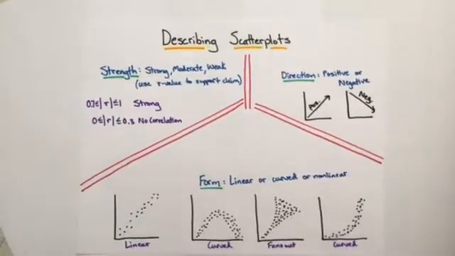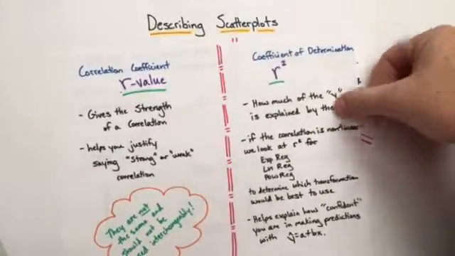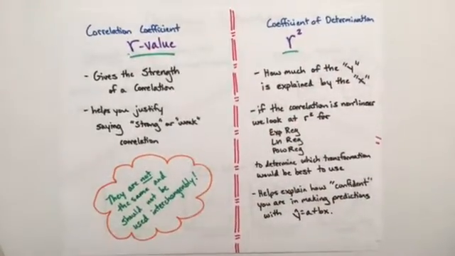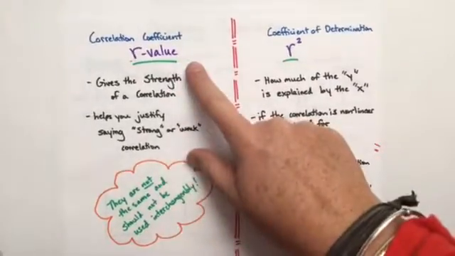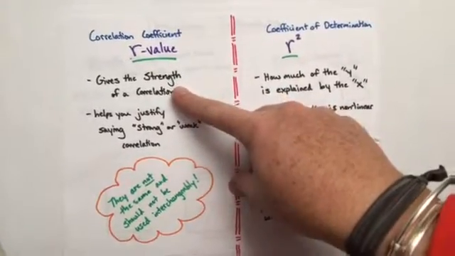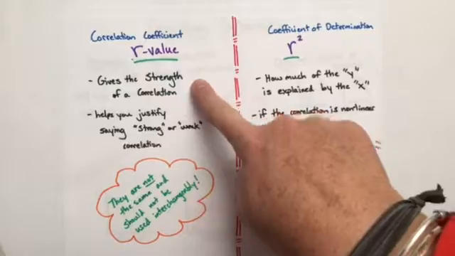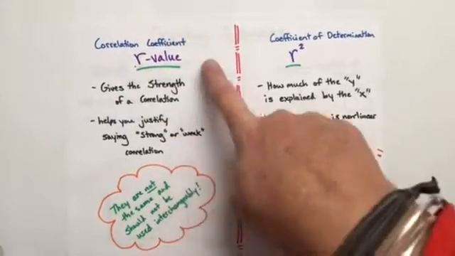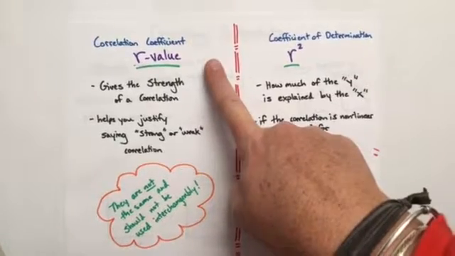Another important part of scatterplots is to think of our R value compared to our R squared value. What's the difference between the two? So our R value is our correlation coefficient. It goes with giving the strength of a correlation. We look at the R value. It helps you to justify when you say that something is strong or weak. You could state the R value if you know it or you can find it.